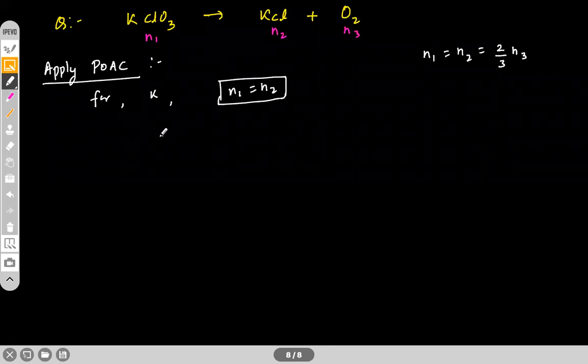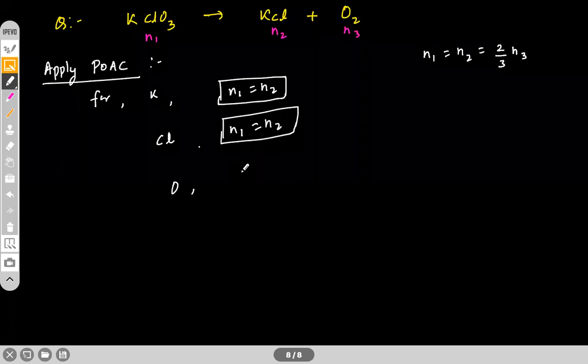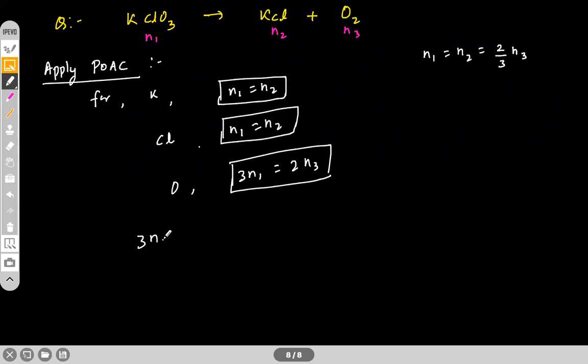In short, if I write down, if you apply this for chlorine, what we get again? N1 is equals to N2. There is no need to do for these two because we are getting the same relation. If you apply for oxygen, you'll get 3N1 is equals to 2N3. Now easily we can establish the relation between N1, N2 and N3. So we can write 3N1 is equals to 3N2 is equals to 2N3.